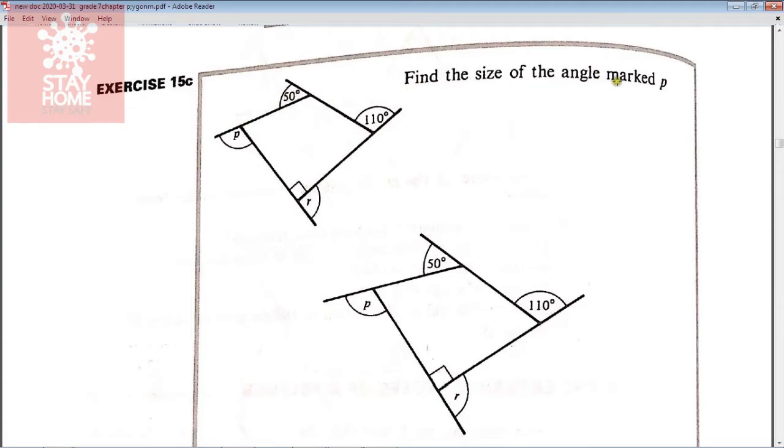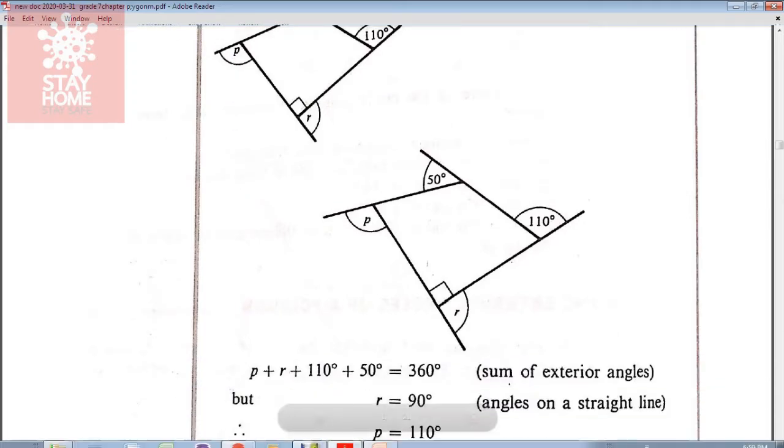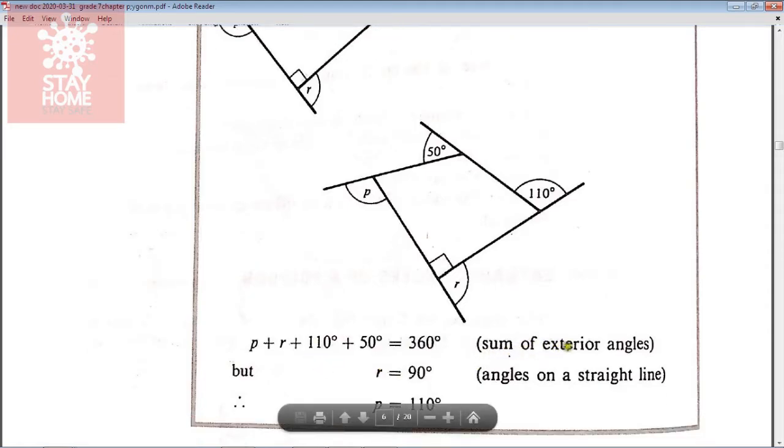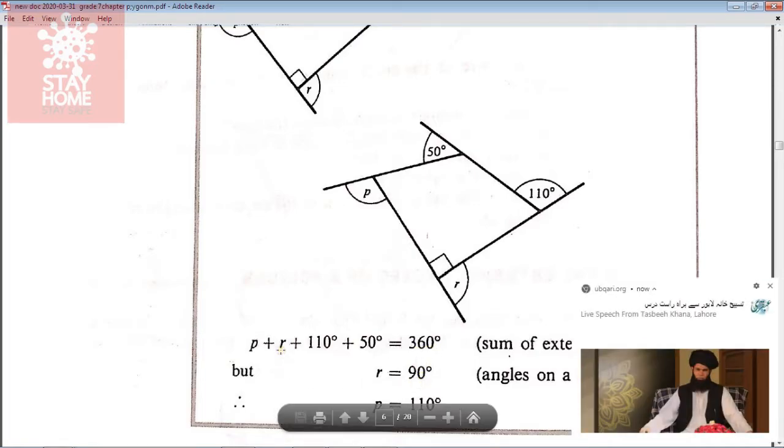See, find the size of the angle marked P. We need P. 50 plus 110 plus R plus P should be equal to 360. You can see here, P plus R plus 110 plus 50 is equal to 360. The sum of exterior angles is 360. Now, how many sides? 1, 2, 3, 4 sides. So 360 divided by 4, R will be 90.